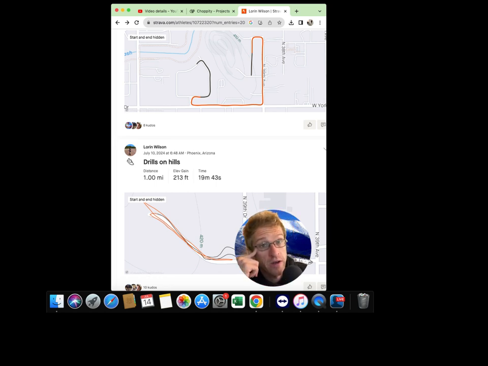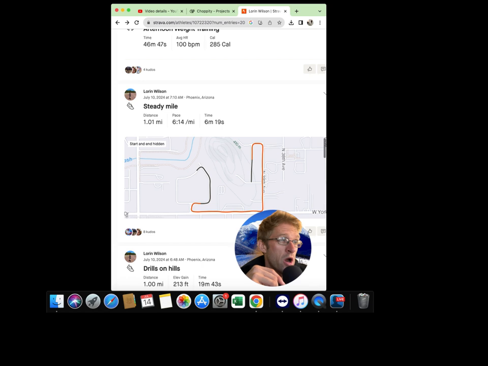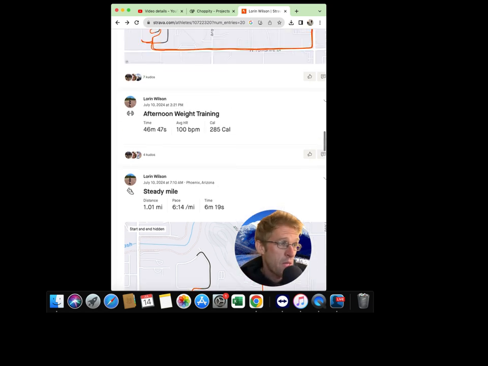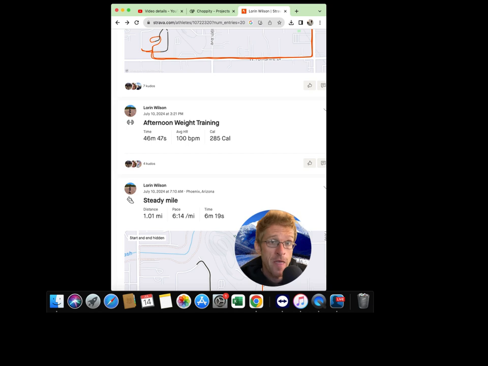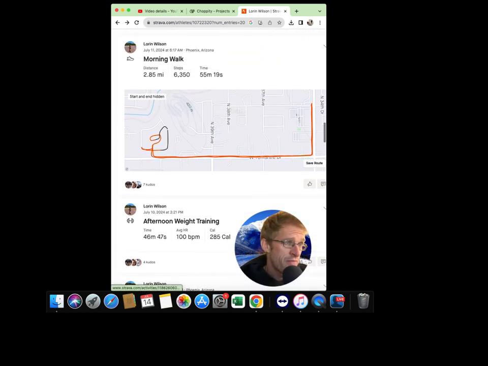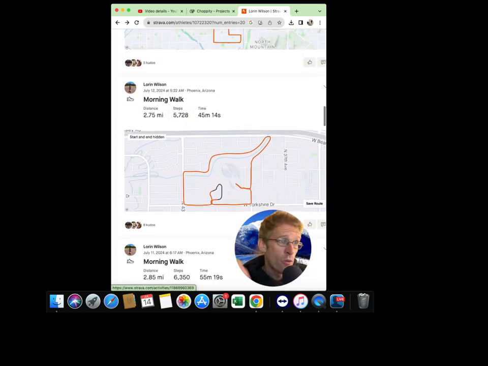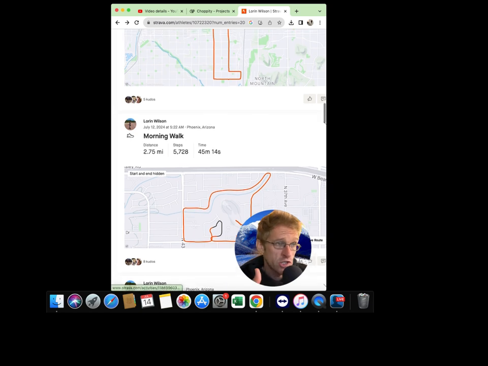I'm also in Phoenix, Arizona, so it's about 90 degrees at 6 a.m., so it's super hot. And then I did another steady mile. So I'm working those different paces, working on my athleticism. And then, as you can see, another weight training session. And then Thursday, same thing. I did a morning walk, went to jiu-jitsu. Friday, I did a morning walk, went to jiu-jitsu.